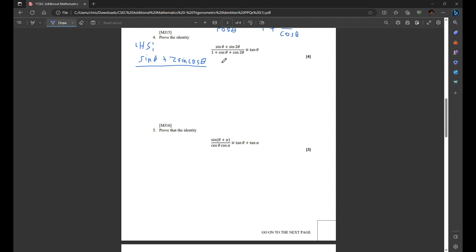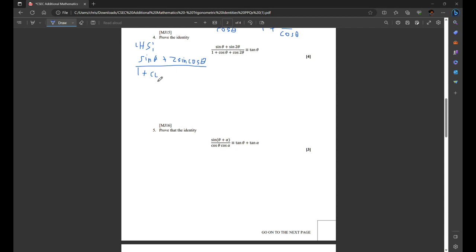So I'm going to think about which one of those is going to work best for me in this situation. And by the looks of it, I'm thinking that the 2 cos squared theta minus 1 is probably going to be my best bet in this situation, just since I can get rid of that 1 in the denominator by using that -1. So let's rewrite that.